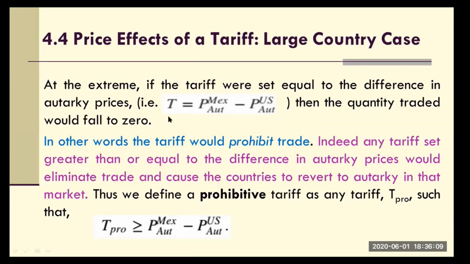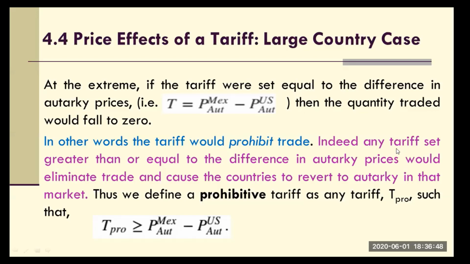At the extreme, if the tariff were set equal to the difference in the autarky prices, that is, the price of Mexico at autarky minus the price of the US at autarky, we can find T, the red shaded rectangle we have seen in the diagram before. Then the quantity traded will fall to 0 at this time. In other words, the tariff would inhibit trade. It has the characteristics to inhibit trade.